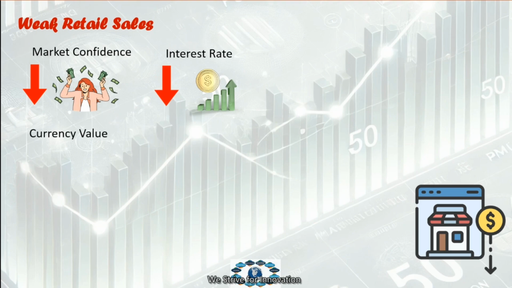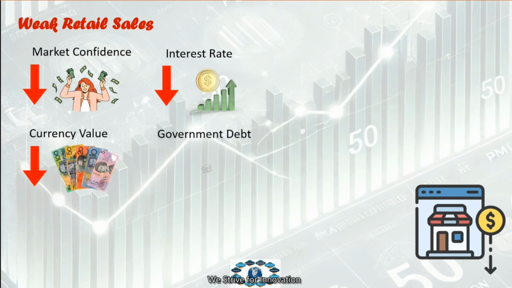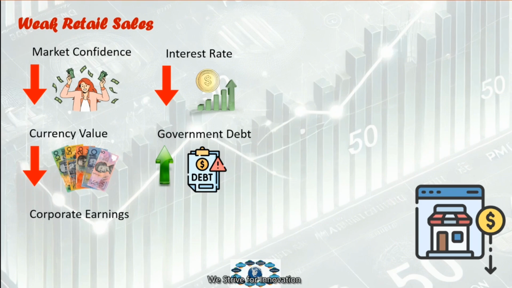What about the currency value? Of course, declining retail sales can weaken the currency as the central bank may lower rates to stimulate the economy. So the currency value will go down. How about the government debt? Of course, low retail sales may force the government to increase borrowing to fund stimulus measures and operations. So it will need to borrow more money, so the government debt will go up.